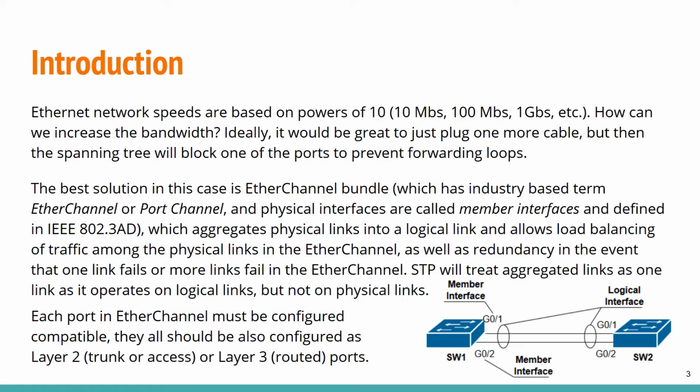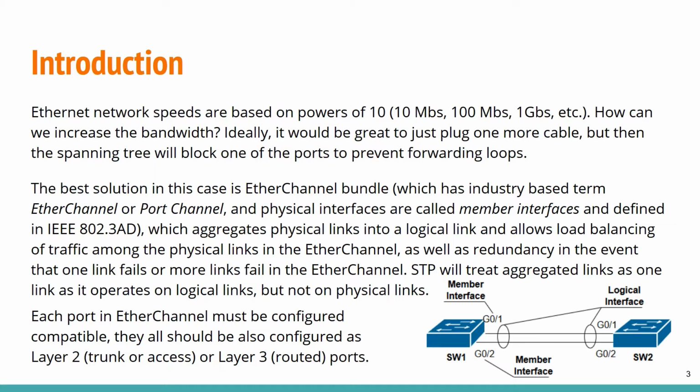Ethernet network speeds are based on powers of 10: 10 megabits per second, 100 megabits per second, etc. How can we increase the bandwidth? Ideally, it would be great to just plug in one more cable, but then spanning tree will block one of the ports to prevent forwarding loops. The best solution in this case is an EtherChannel bundle, which aggregates physical links into a logical link and allows load balancing of traffic among the physical links in the EtherChannel, as well as redundancy in the event that one link or more links fail in the EtherChannel.